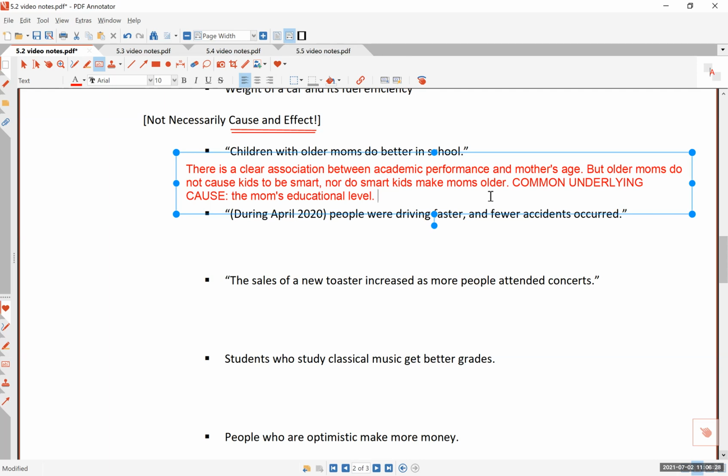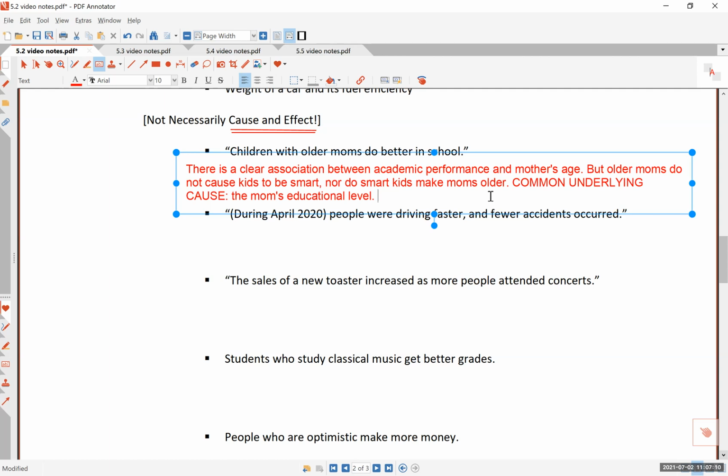So when the mother is more educated, they tend to be older moms, and because they are more educated, they emphasize education in school, especially for their children, and that kind of encouragement at home would allow the student to do better in school. So the common underlying cause in this situation was discovered to be the mother's educational level. So it is not that the older mothers will make the kids smarter, but the fact that the education level of the mother is causing both the mother to be older and the kids to do better in school. So that is the accepted reasoning for this.